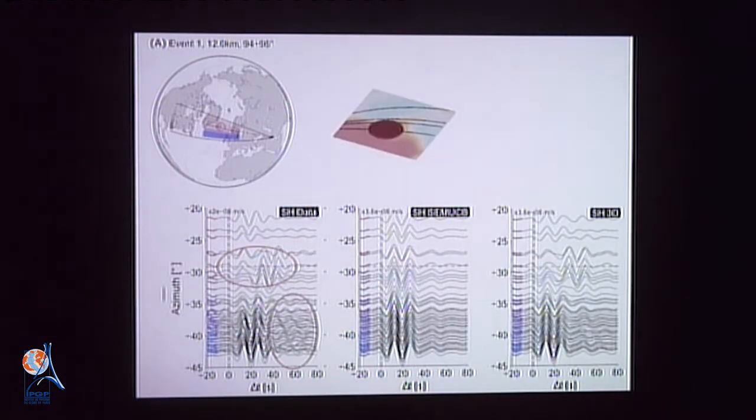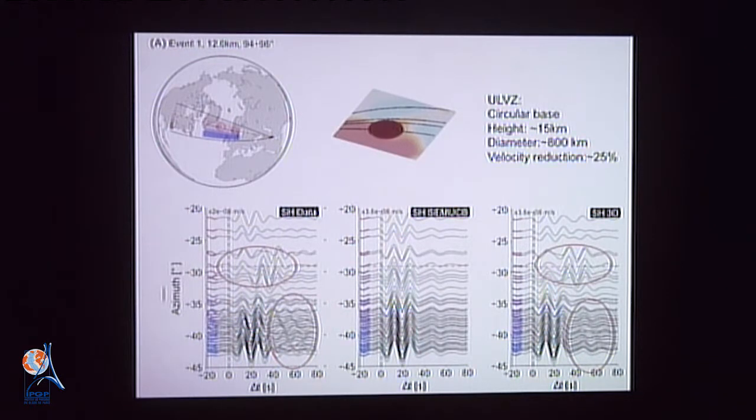In order to explain this, we introduced again a simple model, a simple cylindrical model of an ultra-low velocity zone, and we're able to explain these features quite well. And this ultra-low velocity zone is again very wide. It is 800 kilometers in diameter. It's thinner than the one in Hawaii, only 15 kilometers. And it explains the data very well without trying very hard to do a complicated model, just a cylindrical model.